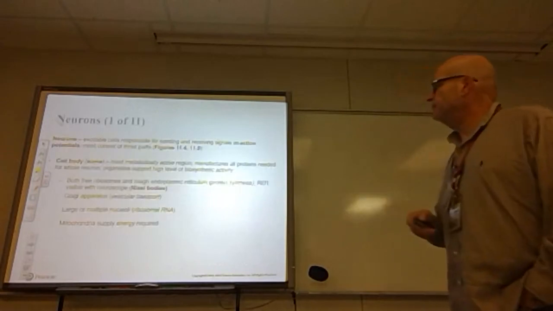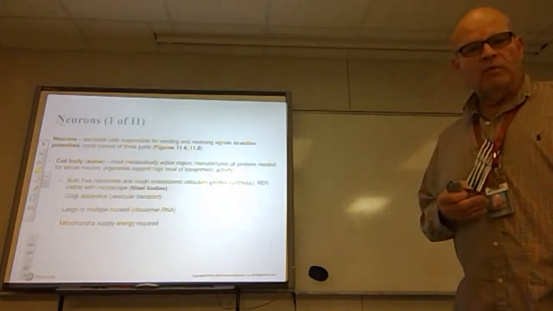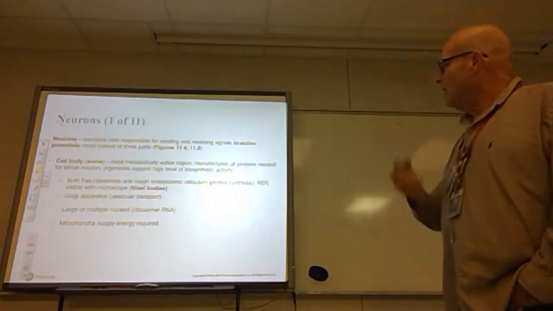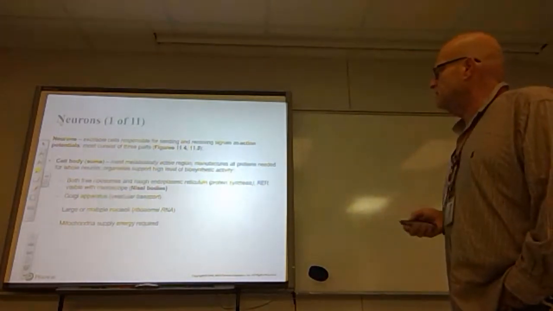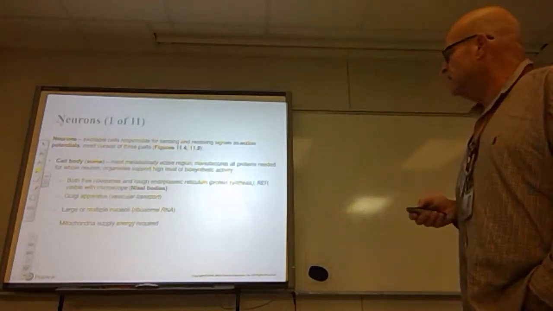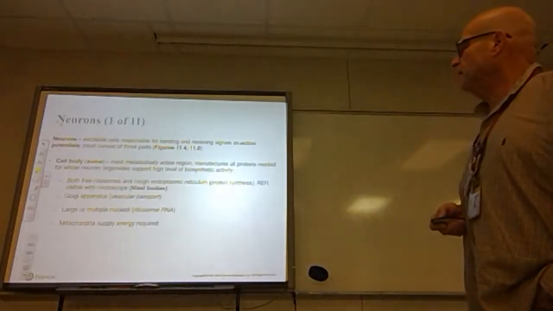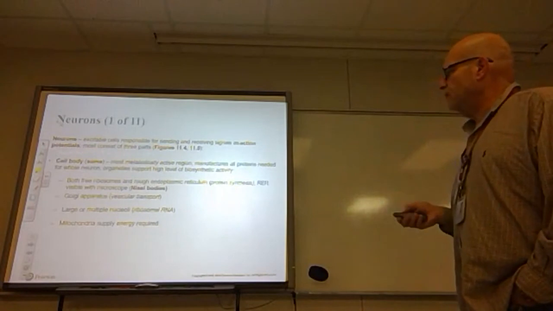Okay, nervous tissue. We talked about this a little bit a couple of weeks ago when we talked about tissues. We're going to go into a little bit more depth here. But neurons are the excitable cells. These are the ones that are responsible for sending and receiving signals, such as action potential. Remember when we talked about action potential a couple of lectures ago? Most neurons consist of 3 parts.